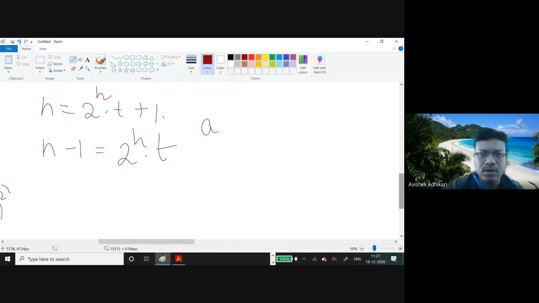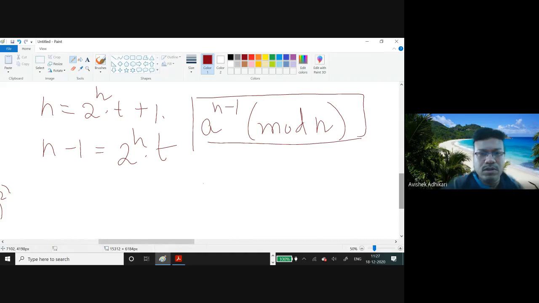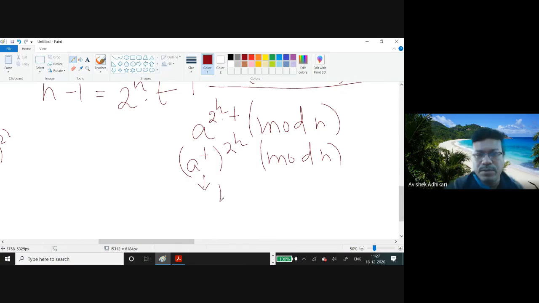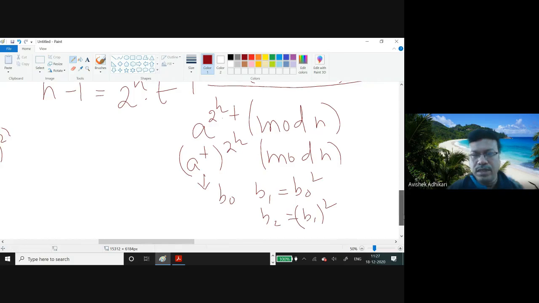So what I want to calculate is a to the power n minus 1 modulo n. That is our m. That means we actually want to calculate a to the power 2 to the power h into t modulo n, right? And so I make it a to the power t, whole to the power 2 to the power h, modulo n. I consider this to be my B0, and then B1 means B0 square, B2 means B1 square, and so on.